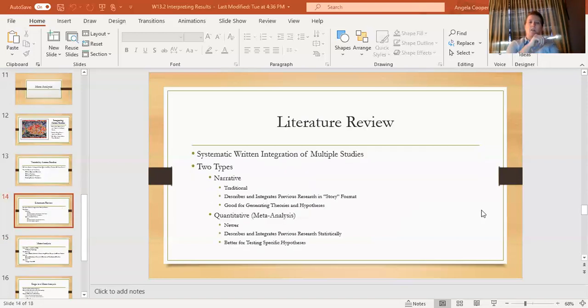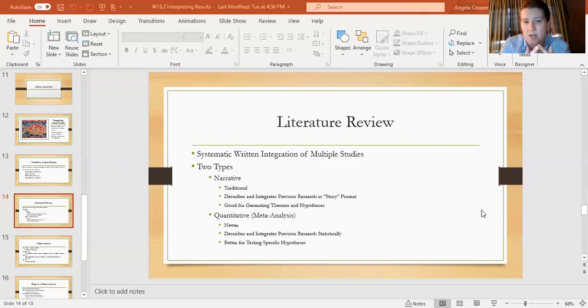So when we write about multiple studies, there's two types. We have narrative and quantitative. Narrative is something we're more familiar with. It's more traditional. It's something you guys are working on. It's describing and integrating previous research in a story format. You read your 7 articles and you put them together in your introduction section, and it served as a narrative to describe what the research currently is in that field or relating to that research question, to those variables.